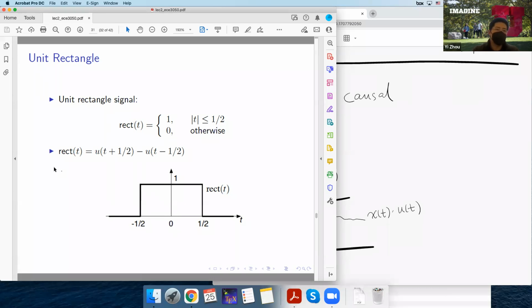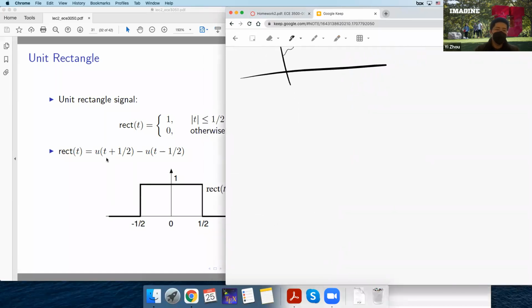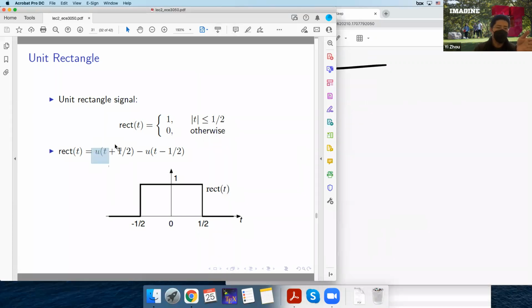And very interestingly, this rectangle signal, mathematically, can be written in this form. Let's check this out. Take one unit step function, shift it to the left by 1/2. This is by the standard time shifting operation. Here we are adding a positive number, so the signal is shifted to the left by 1/2. And then we subtract another unit step signal that is shifted to the right by 1/2.